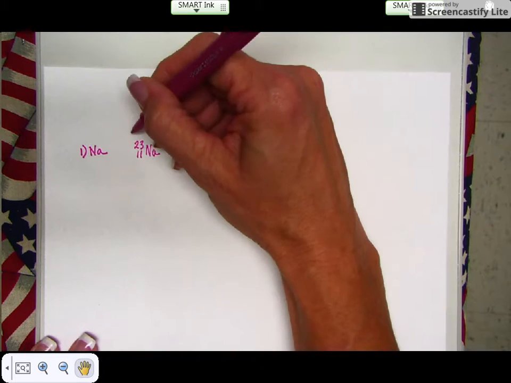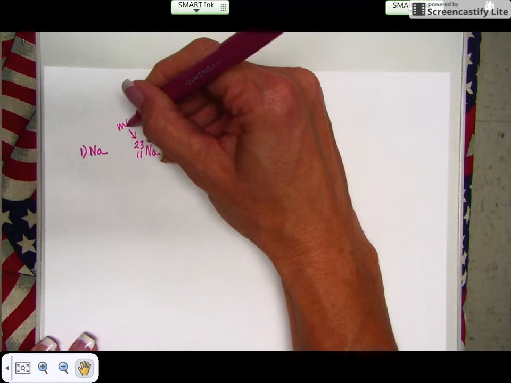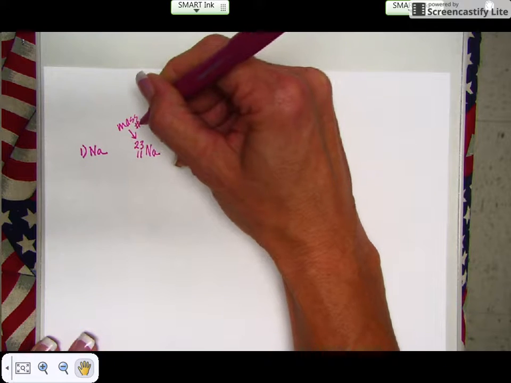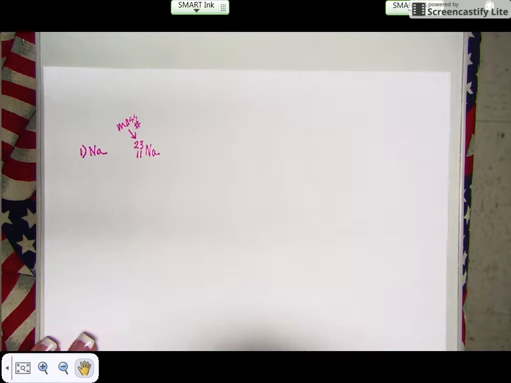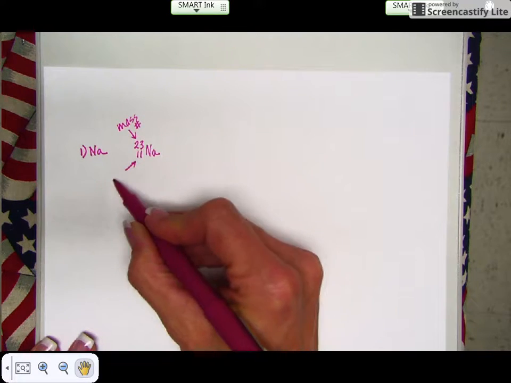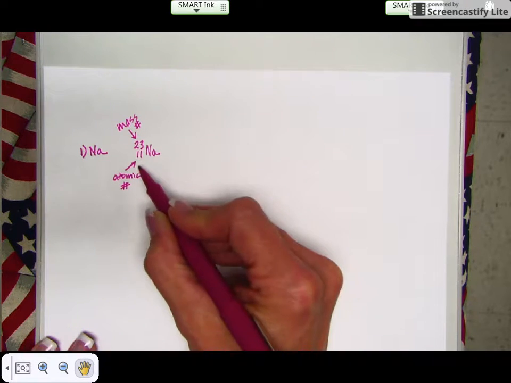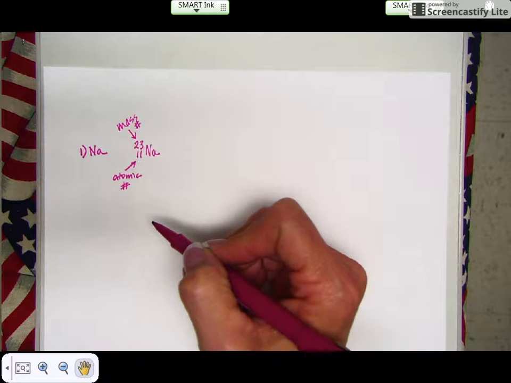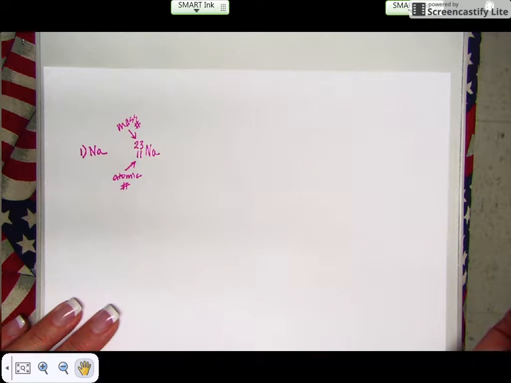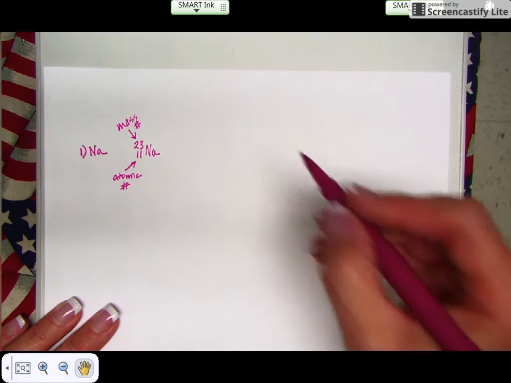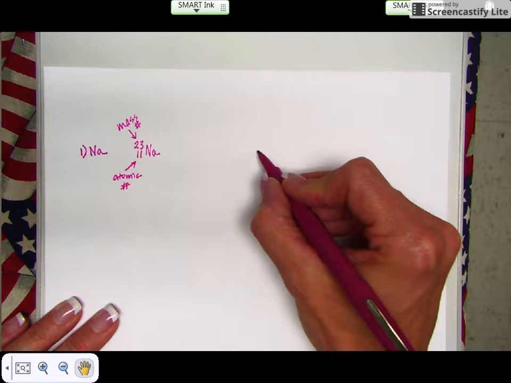Remember, in the nuclear notation, the top number is your mass number, which is the sum of your protons and your neutrons. And the bottom number is your atomic number. So that's equal to your protons. So the first thing I want to do is go ahead and draw the nuclear composition of sodium.